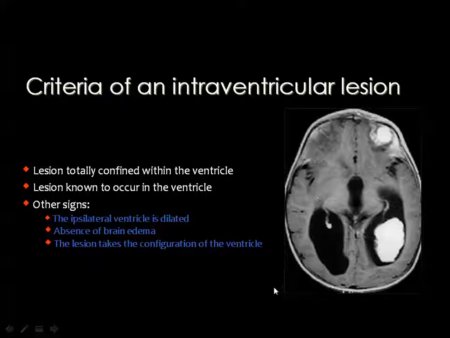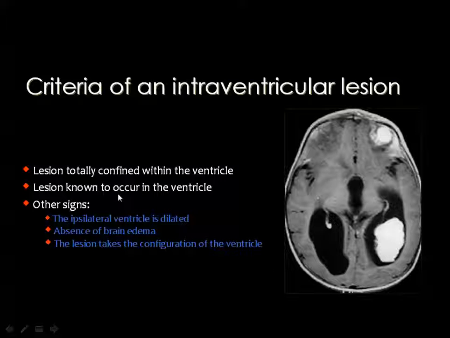Then how to know first that this lesion is inside the ventricle? We have certain diagnostic criteria, and we should ensure first that this lesion is an intraventricular lesion in order to go into the differential diagnosis. One of the easiest things is to see the lesion totally confined within the ventricle, like this tumor. You can see a homogeneous enhanced lesion totally located within the occipital horn of the left lateral ventricle.